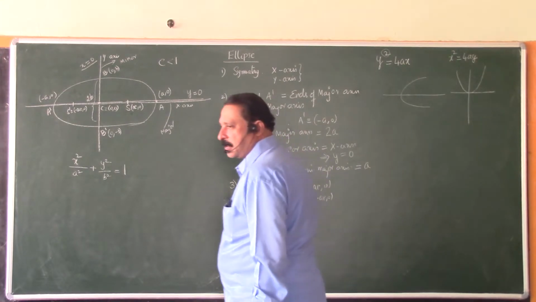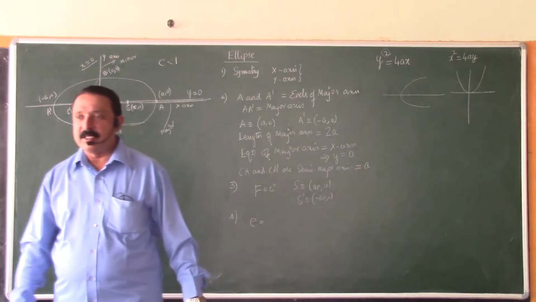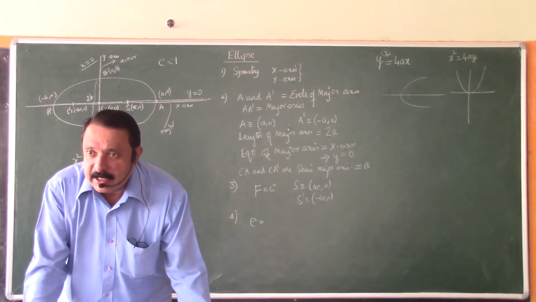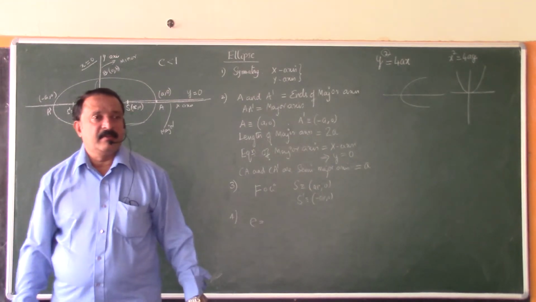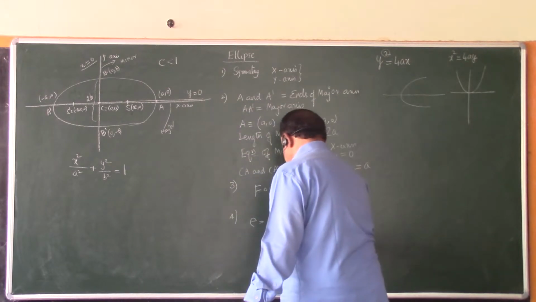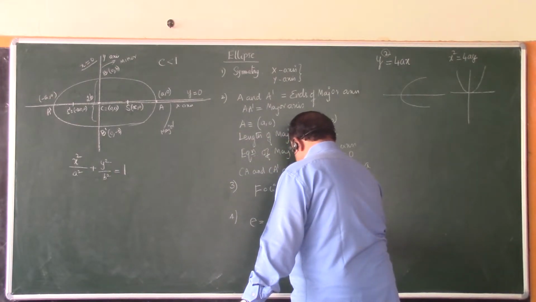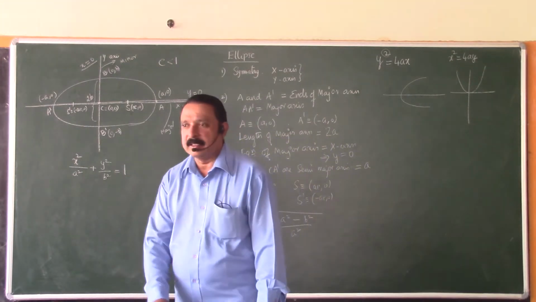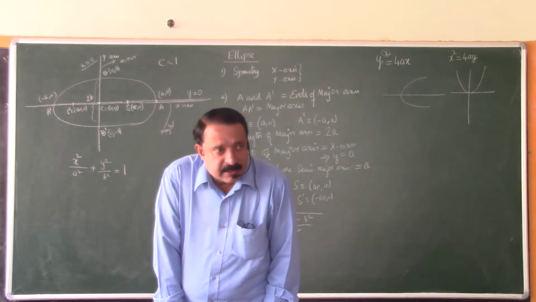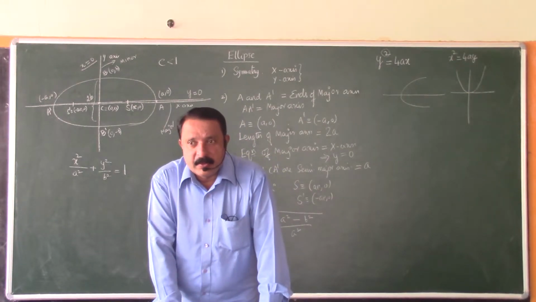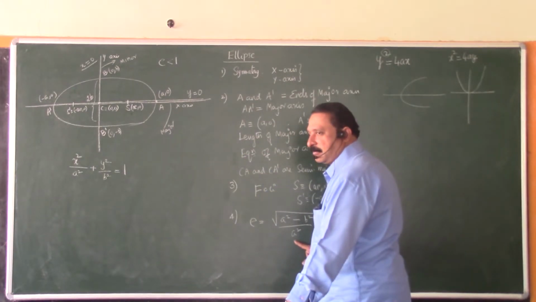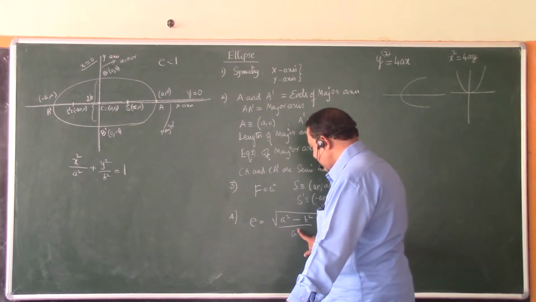Point number 4, eccentricity of the ellipse. What is the value of the eccentricity for an ellipse? For an ellipse, you know that eccentricity is less than 1. And this value of the eccentricity is given by square root of a square minus b square divided by a square. What is the formula for eccentricity? E is equal to square root of a square minus b square divided by a.